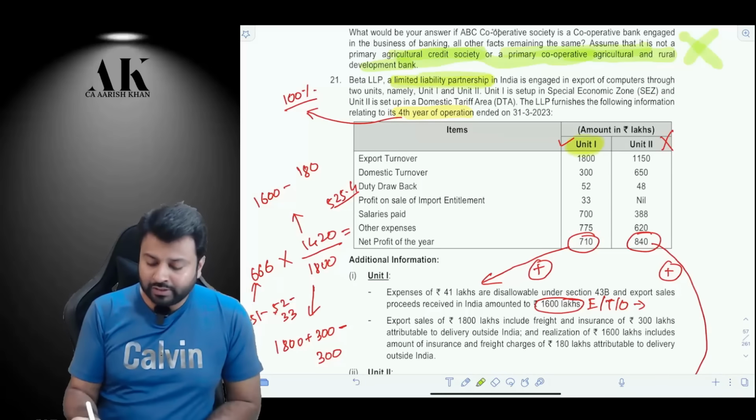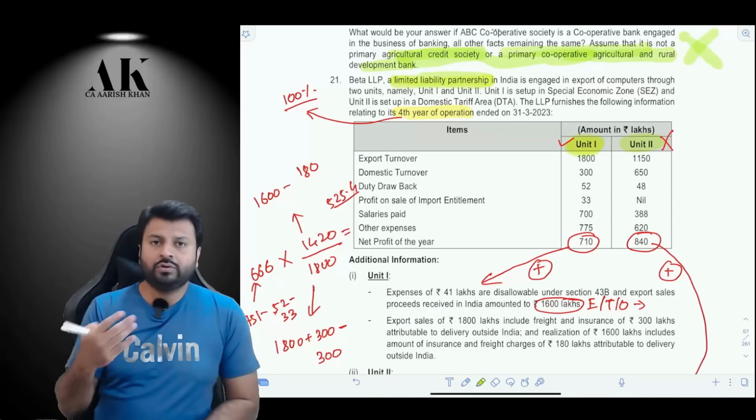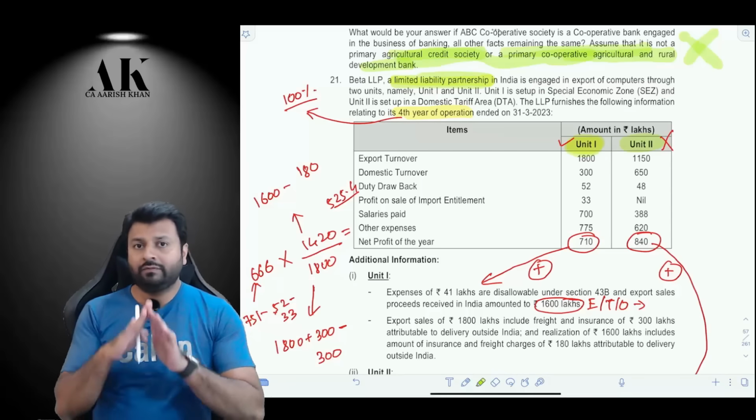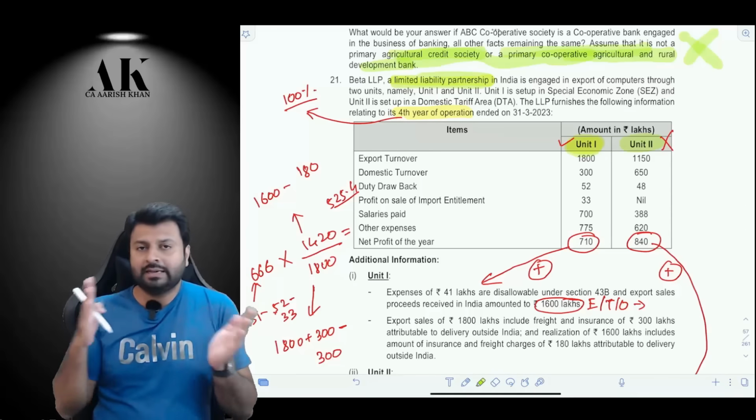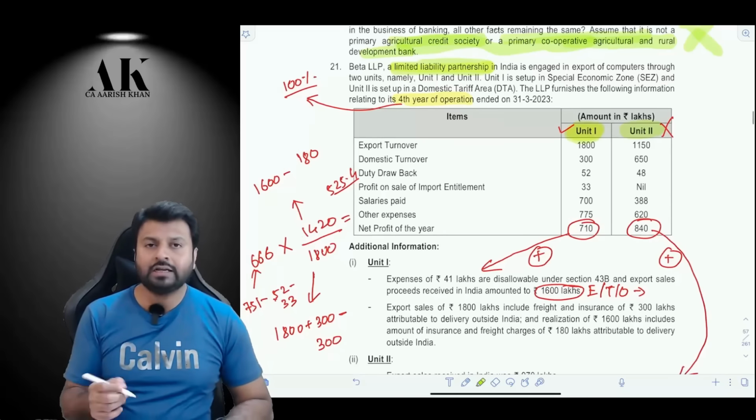Unit 1 is an SEZ unit. Unit 2 is a domestic tariff area. Therefore, for unit 1, you will get deduction under 10AA. But while computing the tax liability, you have to compute the tax liability of the entire LLP. Now, therefore, the total income of the LLP will be how much?